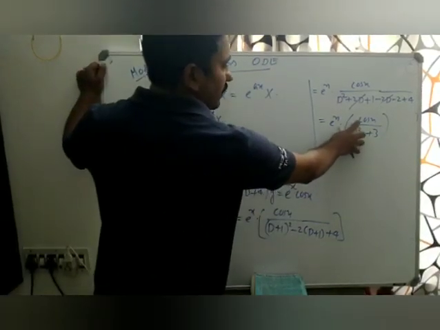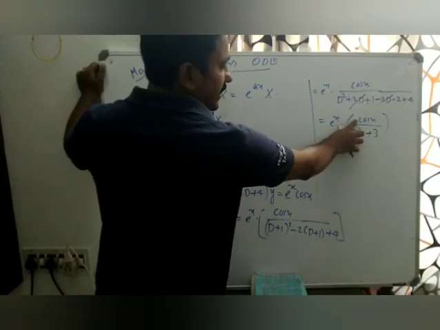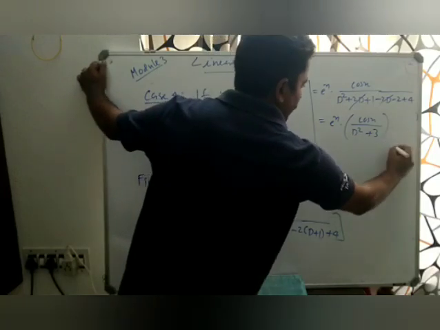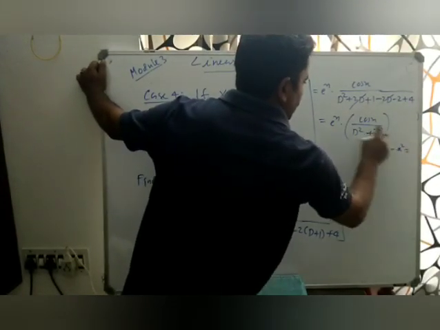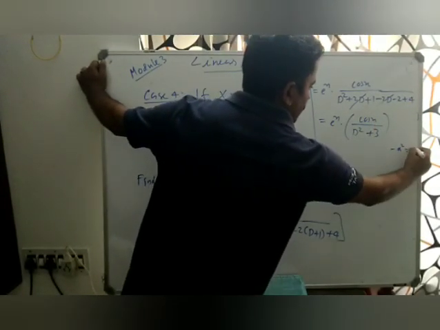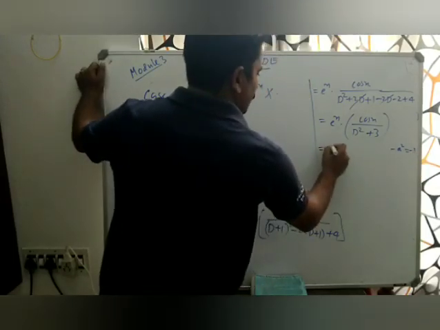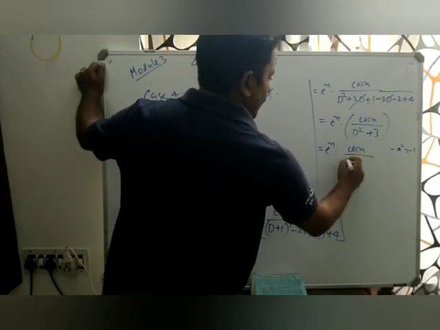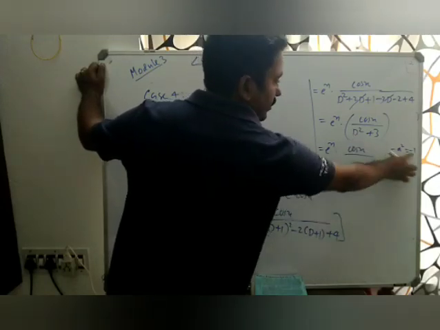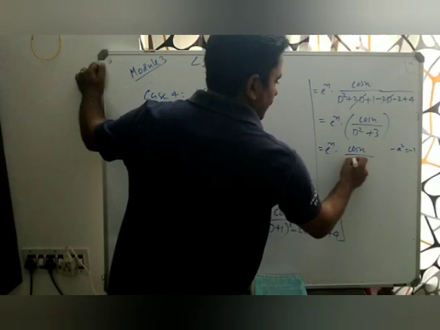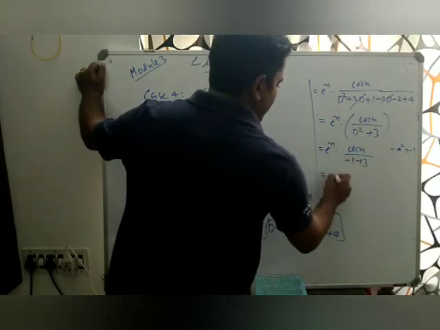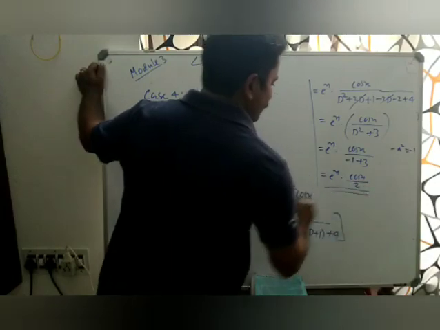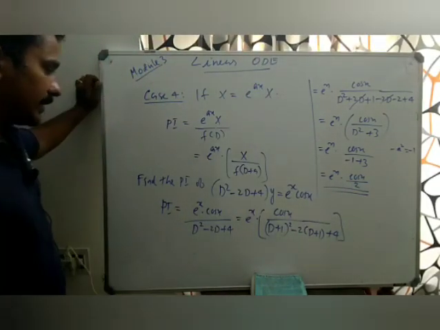Now we are supposed to calculate the particular integral of cos x. So what we have to do is just replace D² by −a². Here a is the coefficient of x, which is 1, so we'll get −1. So e^x times cos x over, D² replaced by −a², that is −1 + 3, gives e^x cos x by 2. This is what the particular integral is.